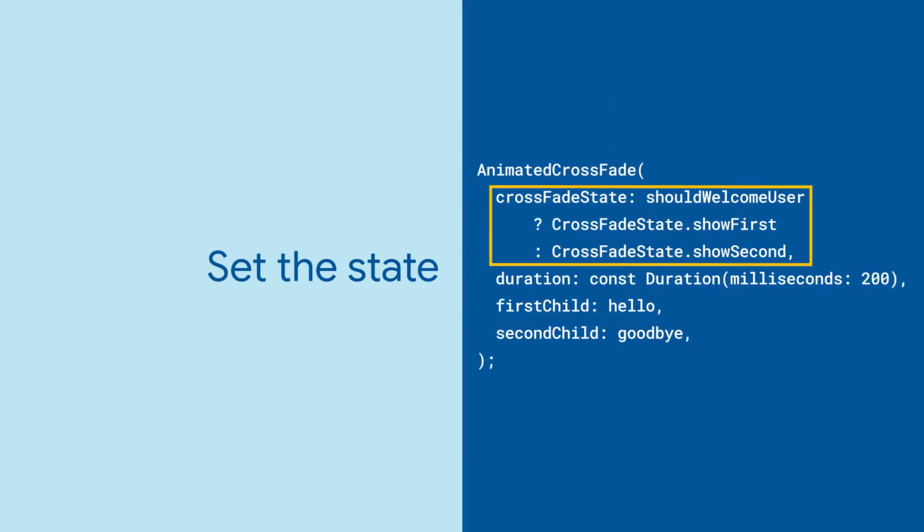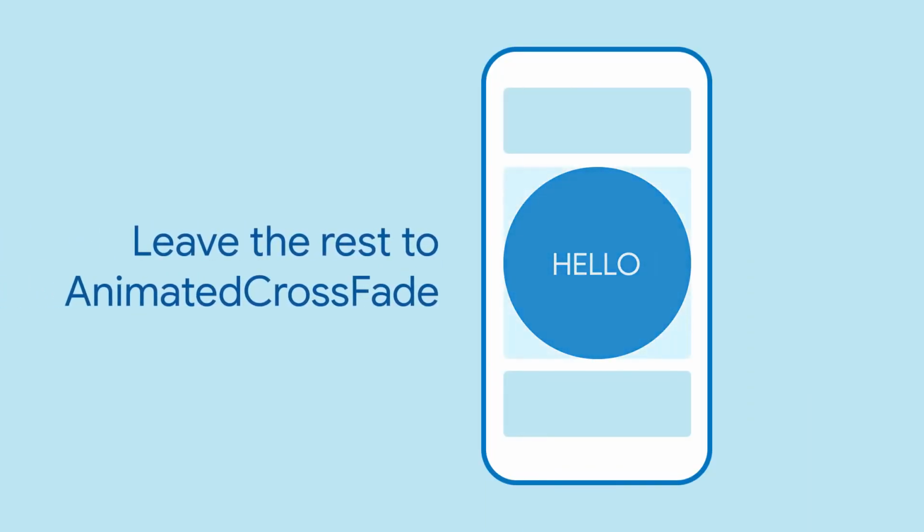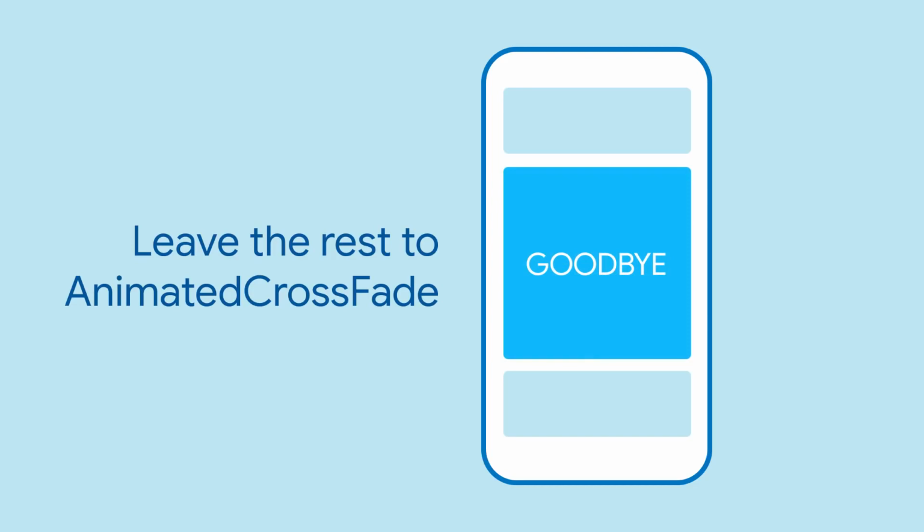You will want to change the state according to the state of your app. Now, AnimatedCrossFade will show the correct widget depending on the state of your app. You don't need to worry about the intermediate states at all. If you, for example, change to the second widget and then go back to the first one before the animation ends, AnimatedCrossFade has you covered.